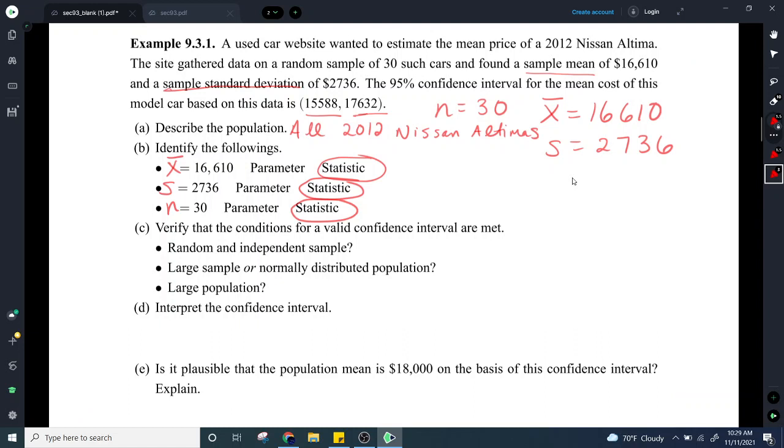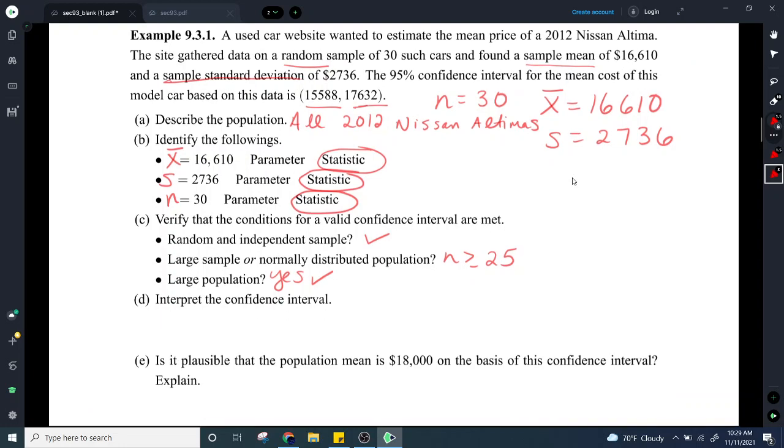Verify the conditions are met. They said it was a random sample, so we are good to go there. Is the sample large enough? Yes, because it's greater than 25. Our sample was 30. And of course, the population of all Nissan Altimas should certainly be more than 10 times 30, obviously. So that condition is met.